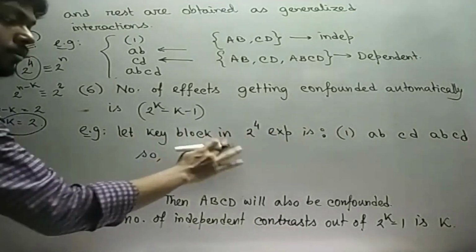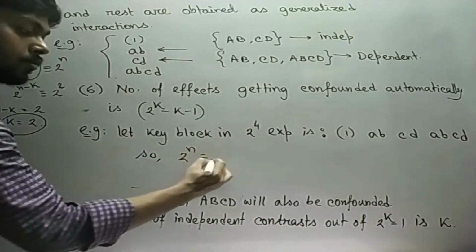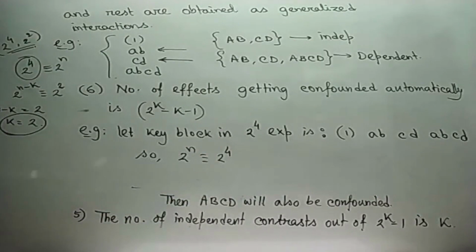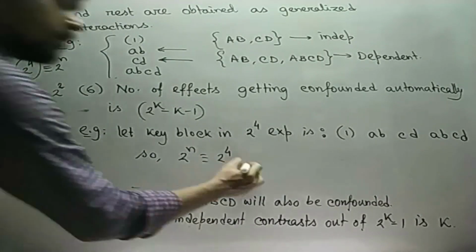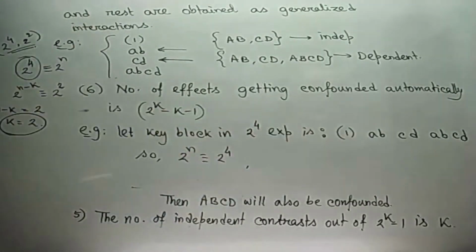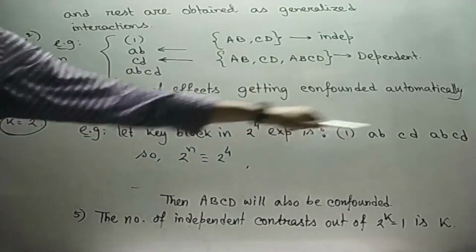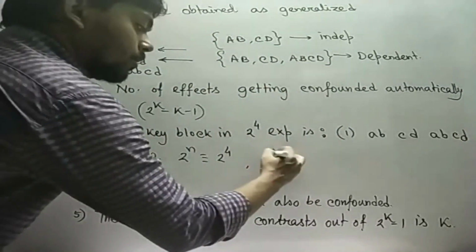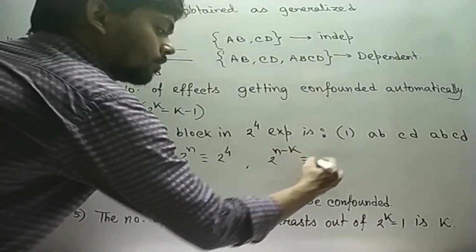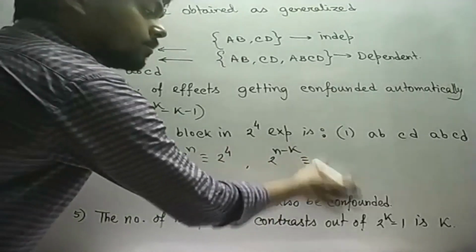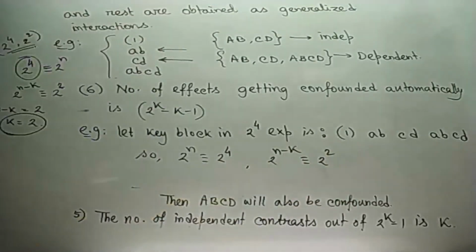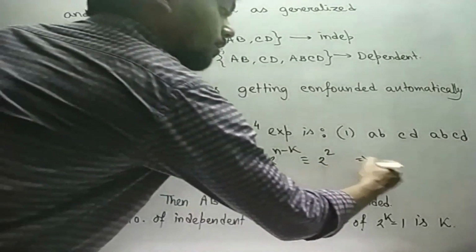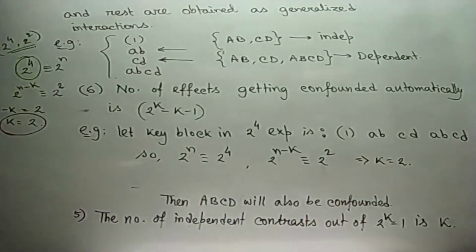2 to the power 4 is equivalent to 2 to the power n, and in each block we have 4 members. So that's why we can call 2 to the power n minus k as 4, or you can call this 2 square. So the value of k is basically 2. So there are 2 independent contrasts.